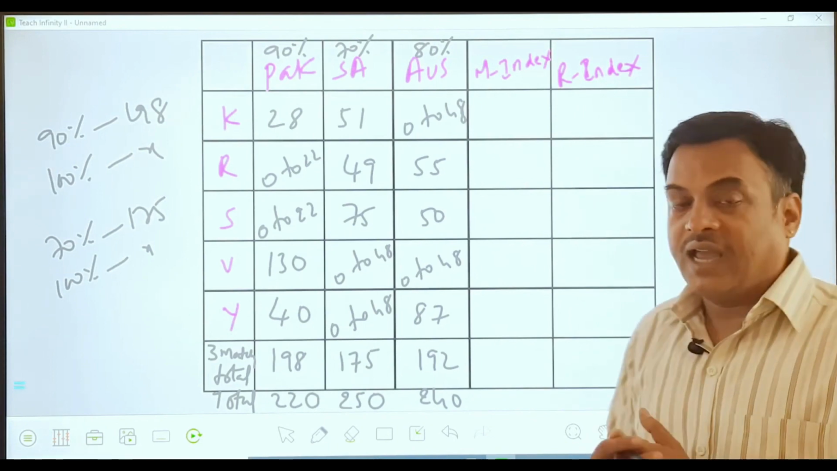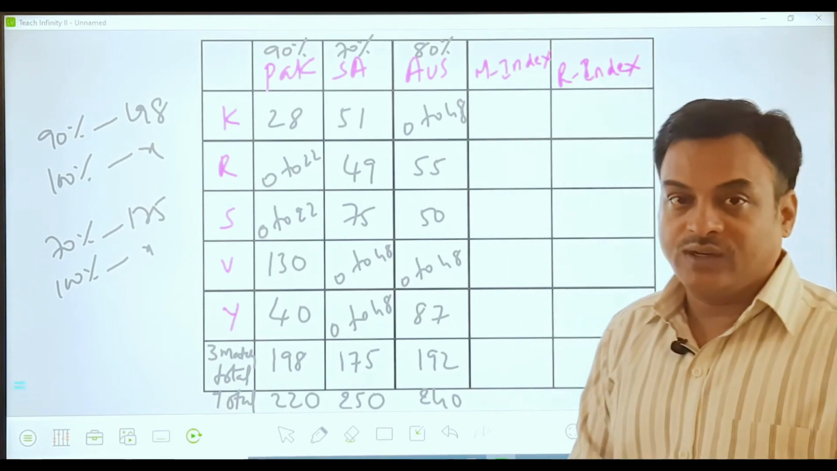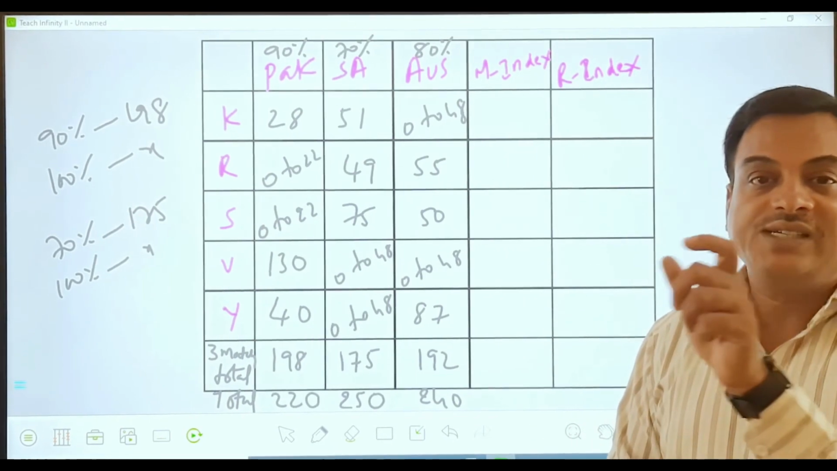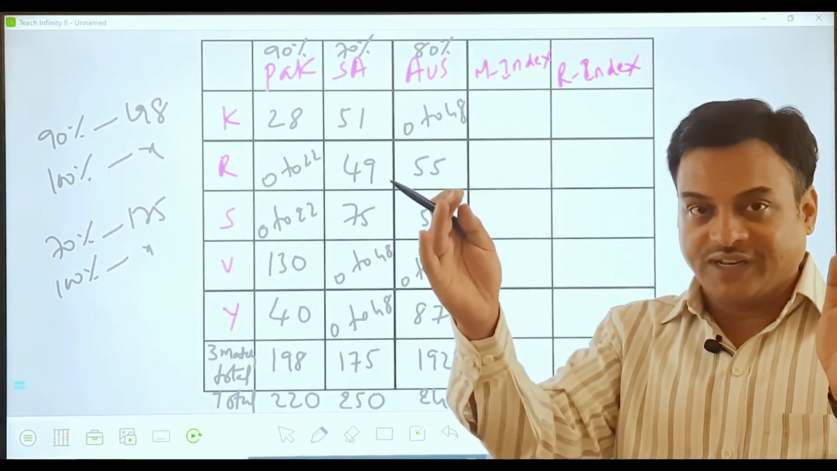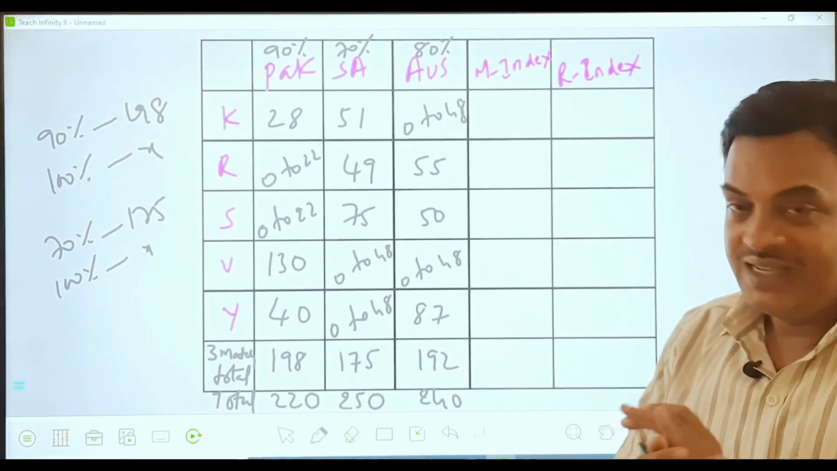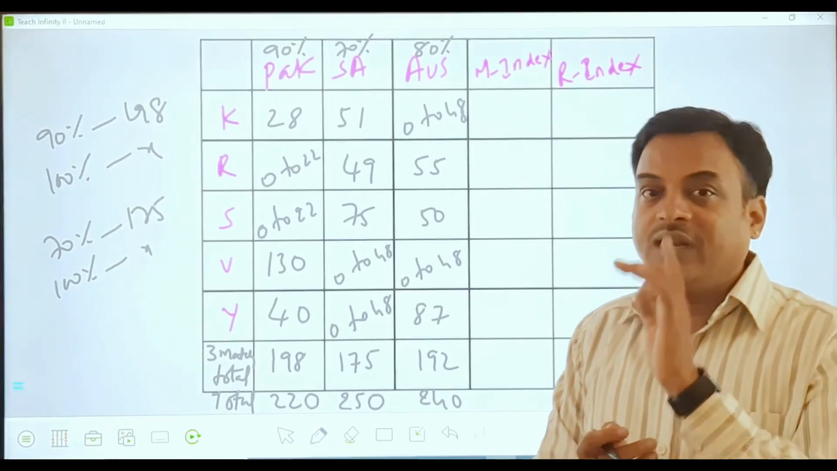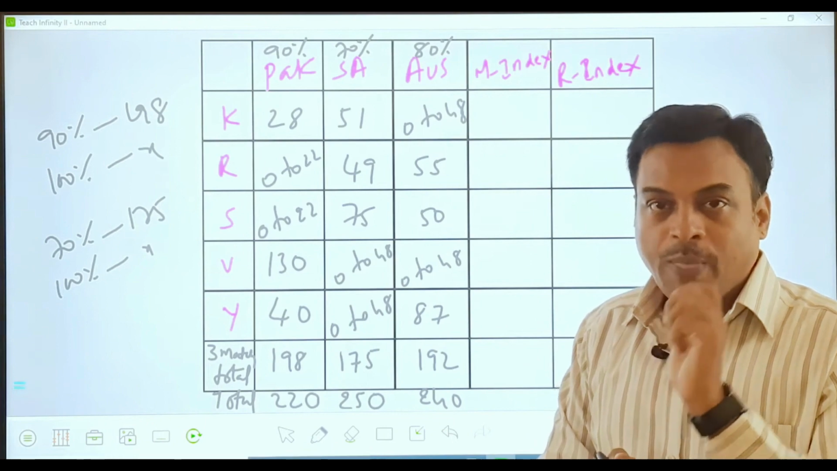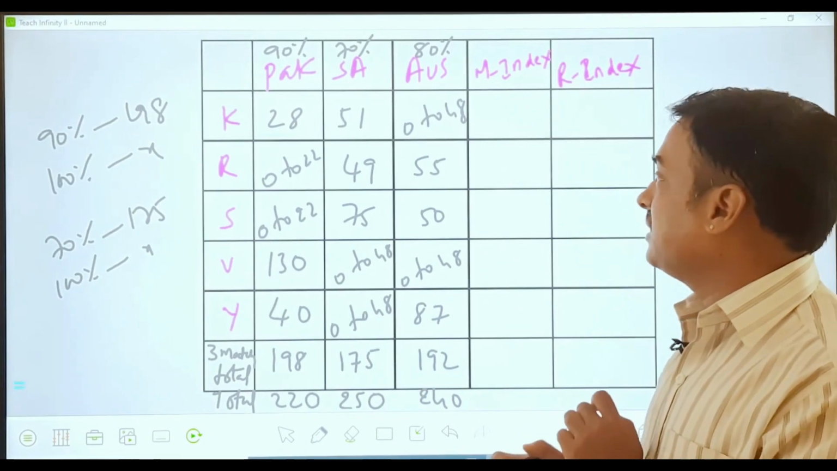But for that, I need to know what is M index and R index. R index is range index. Range means the difference between the least and the highest numbers is called R index. And what is the mid index here? Mid index is exactly the middle number possible for that. Okay. So let us get mid index numbers for us.